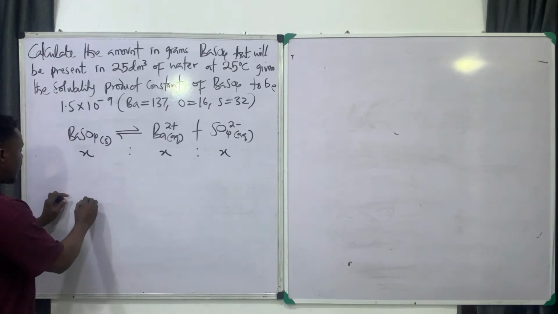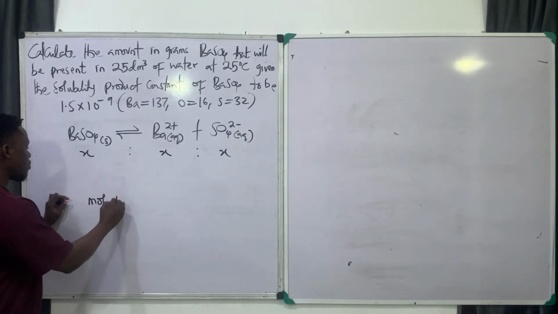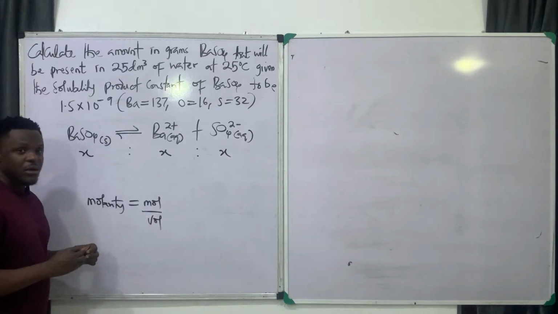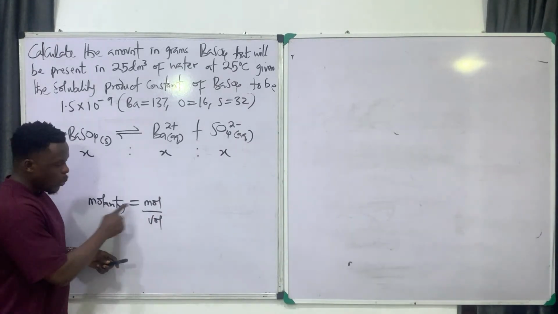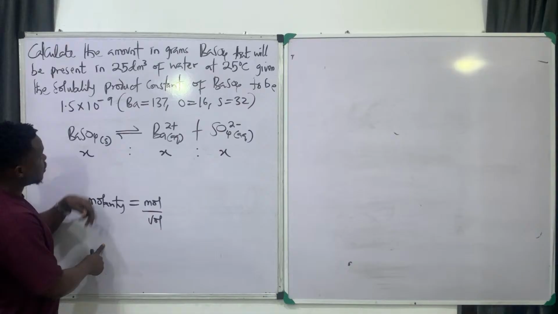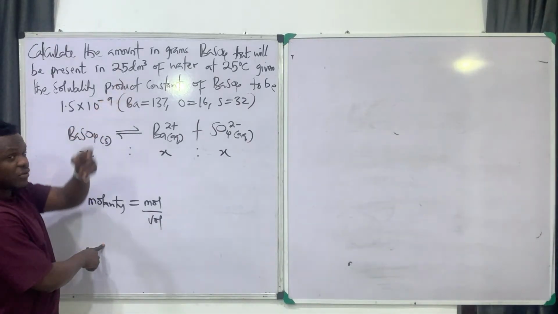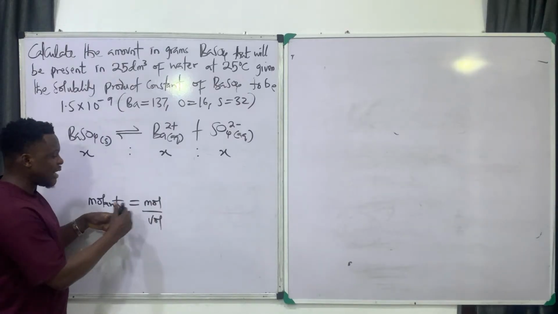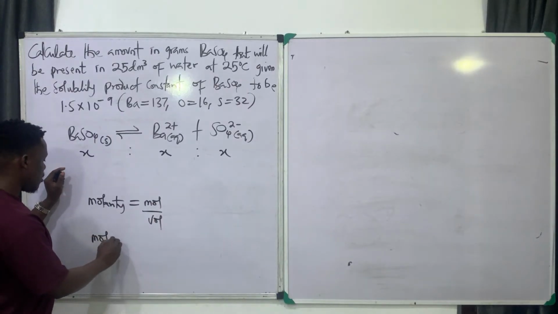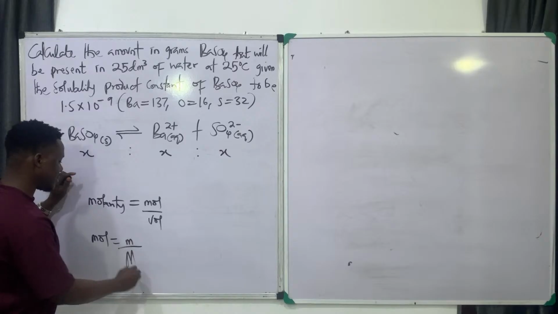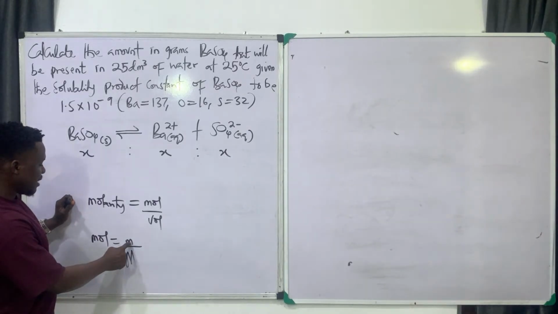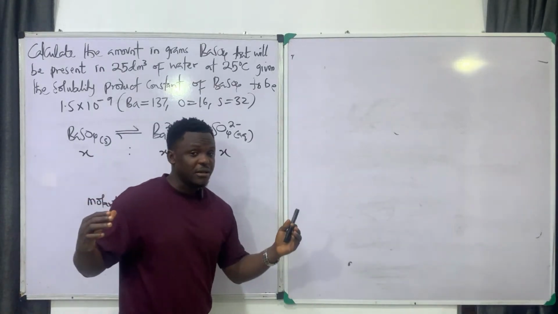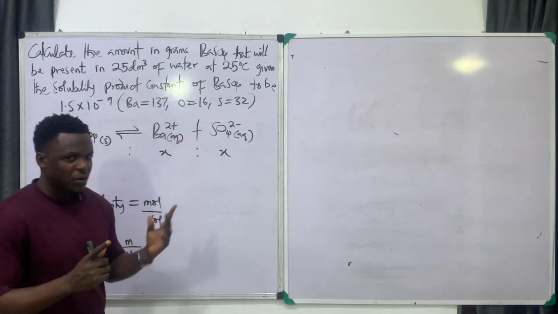After we've gotten the molarity, remember molarity equals mole over volume. When we get the molarity, we are going to find the mole. Remember they gave us the volume to be 25 dm³, which is equivalent to 25 liters. So once we find the mole, we can say mole equals mass over molar mass, so mass equals mole times molar mass.